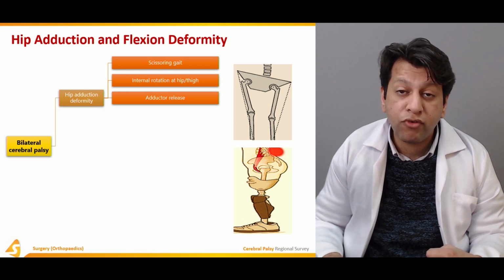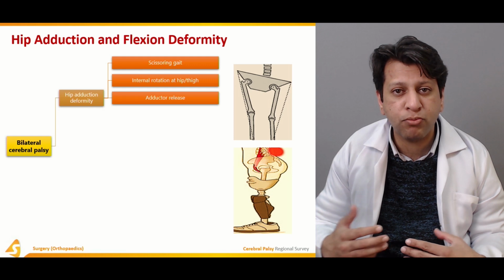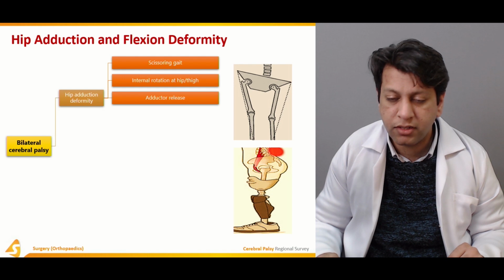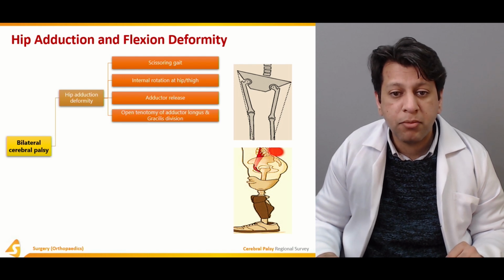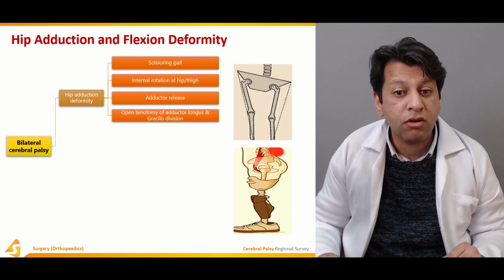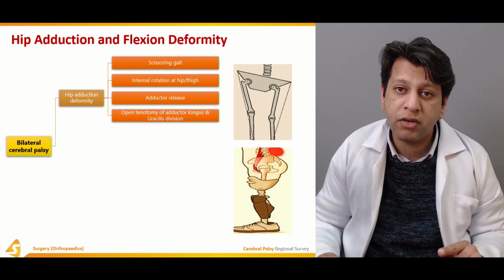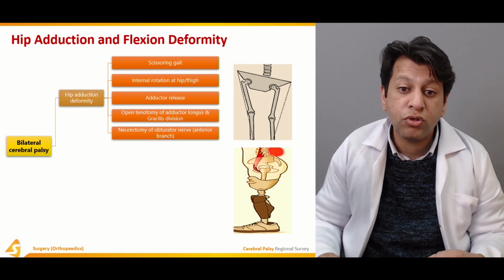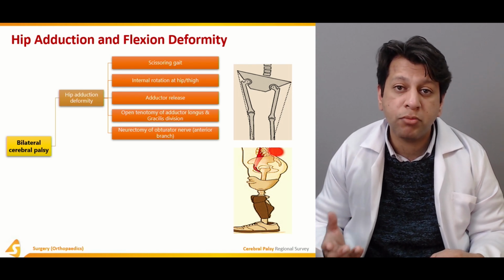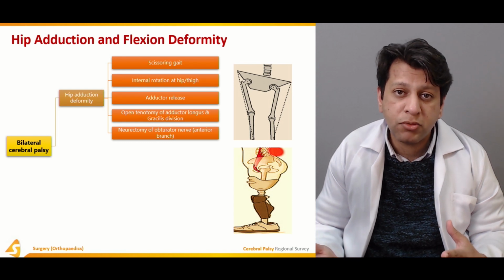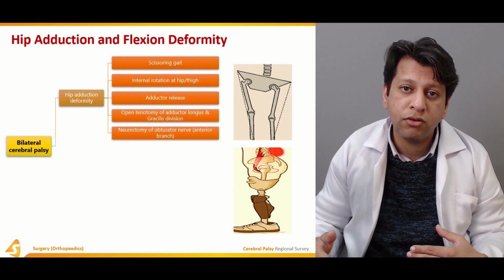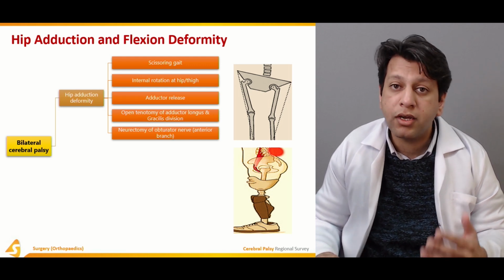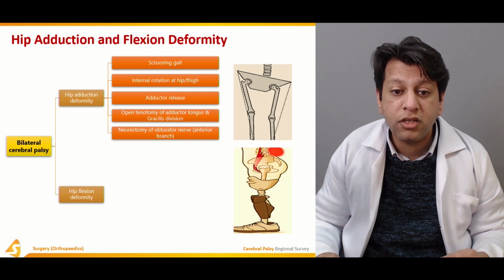This can be corrected in the form of adductor release, because the pull of adductors is decreased, therefore some kind of external rotation can happen at the hip joint. There may be open tenotomy of the adductor longus or gracilis division, or this could be done percutaneously, depending upon how much problem is there. There could also be neurectomy of the obturator nerve, which actually supplies the adductor compartment. Therefore, these muscles undergo paralysis and hypotonia, leading to decreased adduction and internal rotation at the hip joint, thereby correcting the scissoring gait.